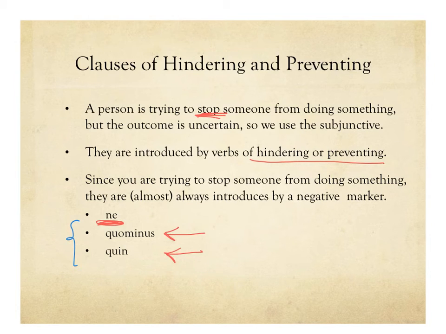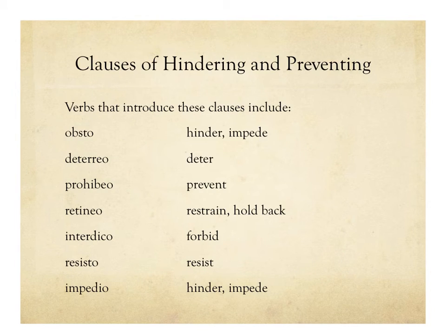We can use it for a lot of things, but quominus and quin would tell you off the bat pretty much that you've got a clause of hindering or preventing. So you can see that these are some verbs that introduce these kinds of clauses. And you can see verbs like obsto, deterreo, prohibeo, retineo, interdico, resisto, impedio. And they mean things like hinder, impede, deter, prevent, restrain, hold back, forbid, resist. So things that are trying to stop people from doing things.